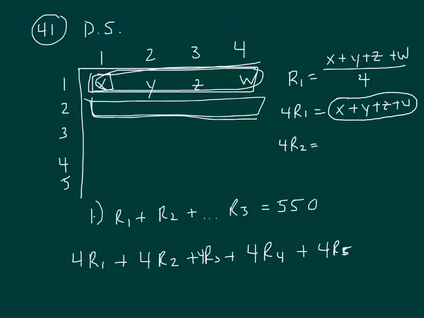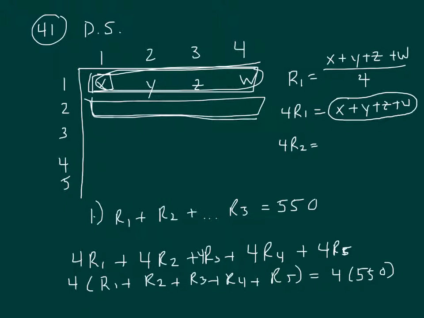That would be the sum of all my cells in my 4x5 spreadsheet. If you factor a 4 out of this, you're left with R sub 1 plus R sub 2 plus R sub 3 plus R sub 4 plus R sub 5. And clue 1 gives me that. That would be 4 times 550. And 4 times 550, that's 2200. 2200 represents the sum of all these cells.